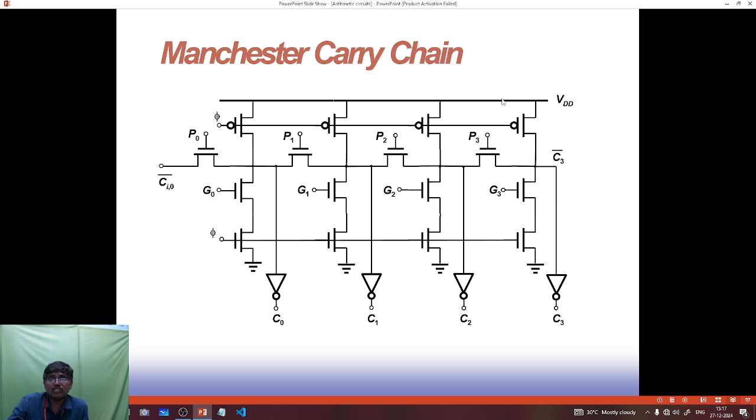So based on the clock input, or maybe a P signal, whether the carry will be generated or the carry will be 0. This is nothing but a Manchester carry chain. This is one set of block, this is another set, this is another set, this is another set. So 4 blocks are there. Based on the 4 blocks, the carry will be generated. Finally we are getting C bar 3.